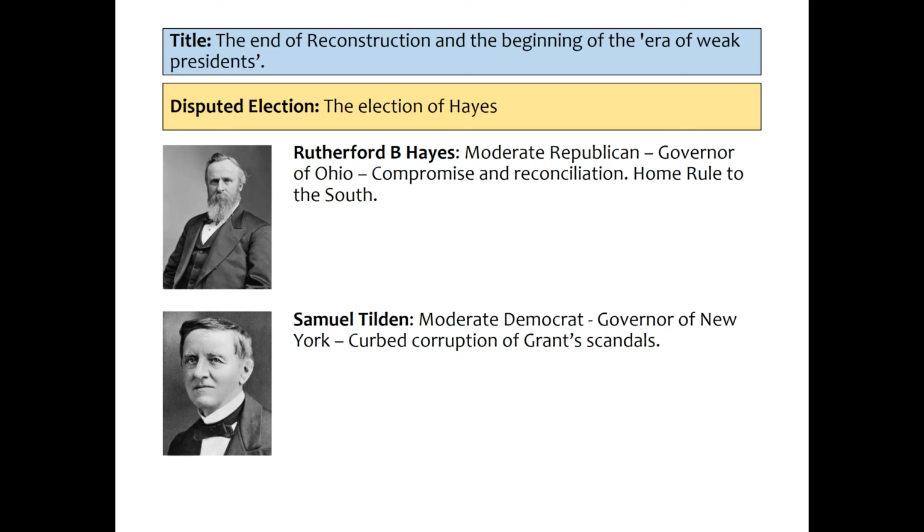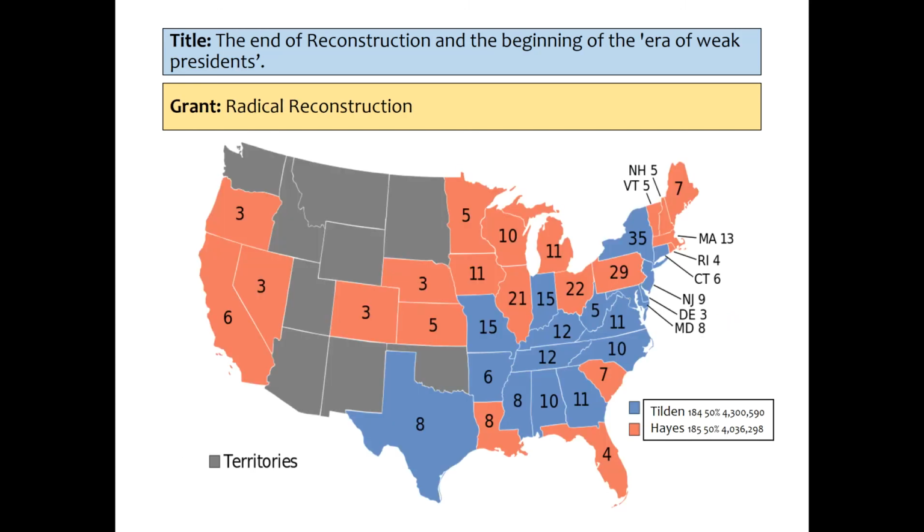And then we've got Samuel Tilden. And actually, if you look at it, there's very little that separates these two candidates. Samuel Tilden is a moderate Democrat. He's the former governor of New York. He rose to prominence by trying to curb the corruption of Grant's scandals. He was somebody that appealed to the Democratic Party, but he wasn't enough to win the election, and it resulted in such a close call.